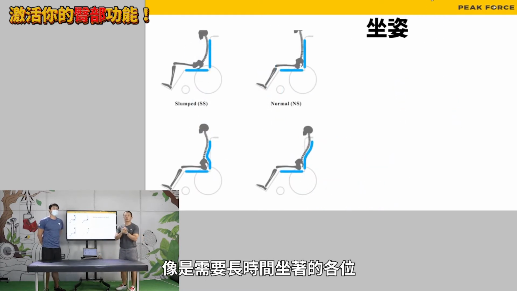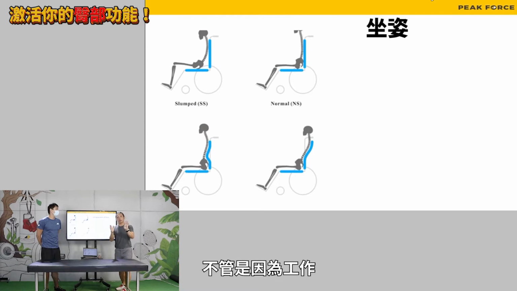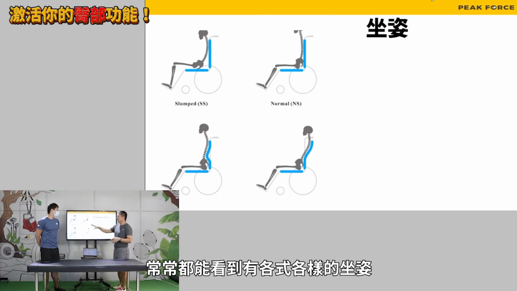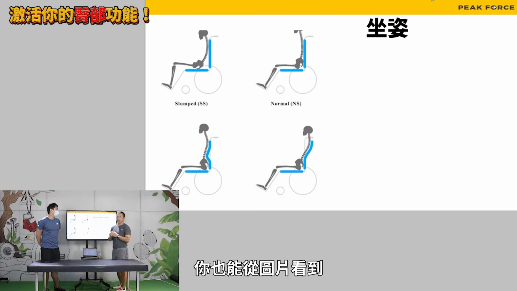So let's look at the sitting position as an example. Those of you who sit all day for work or drive a car for long hours usually see different types of sitting positions. You can see from the image that however you sit, the pelvis position is so different, and that changes your spine angle as well.